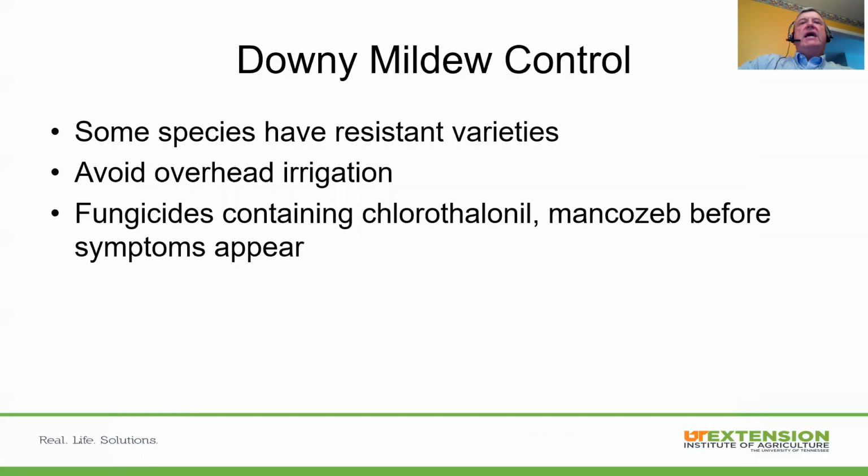Again, the use of fungicides prior to the appearance of the disease can be helpful. And this disease attacks cucurbits. So that's the squash, the cucumbers, the pumpkins, the watermelons, all those plants that fall in that cucurbit family. Some species of cucurbits may have resistant varieties in them. For example, there may be some squash varieties that are more resistant to downy mildew than others. So choose those as a way to help keep downy mildew populations down in your garden. Also avoid overhead irrigation. And then finally, the use of fungicides that contain chlorothalonil or mancozeb prior to the symptoms appearing can go a long way towards helping keep that disease pressure down and keeping those plants producing throughout your vegetable gardening season.